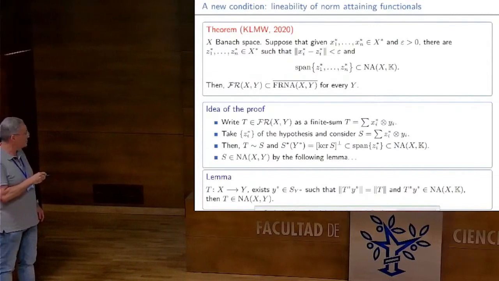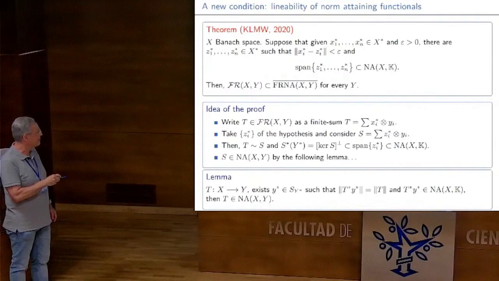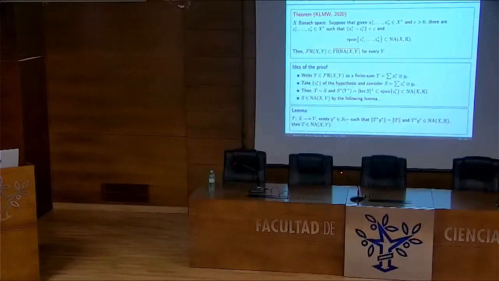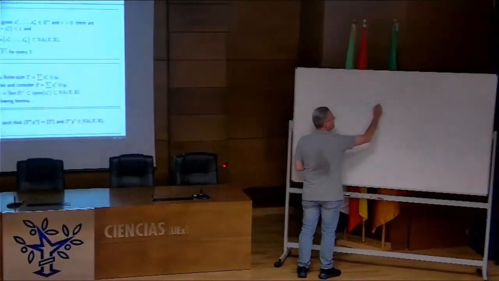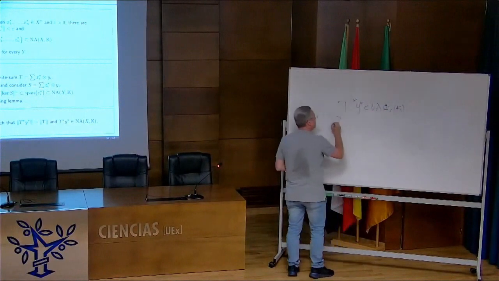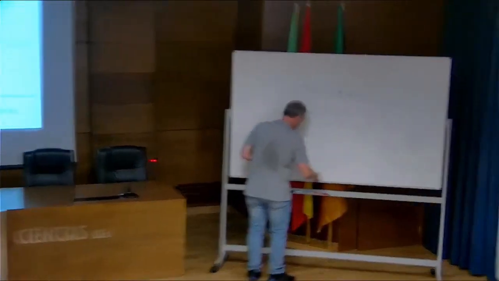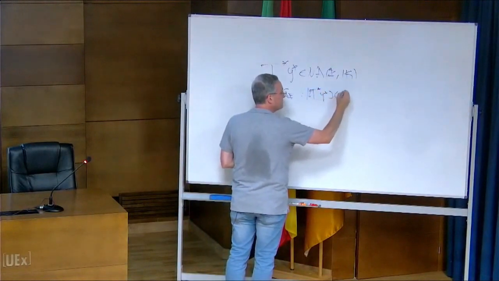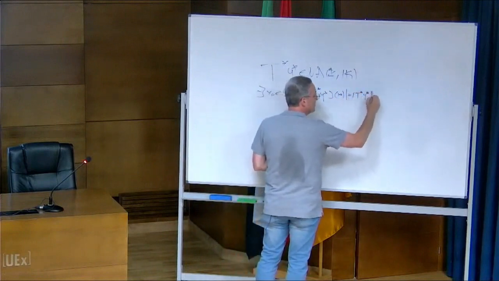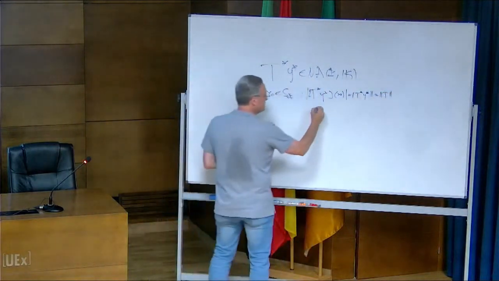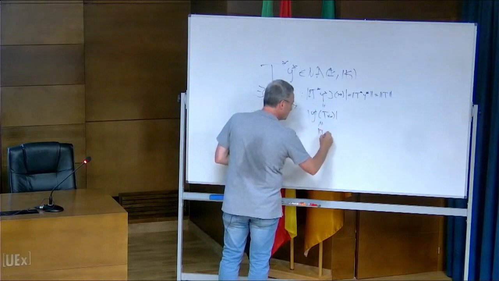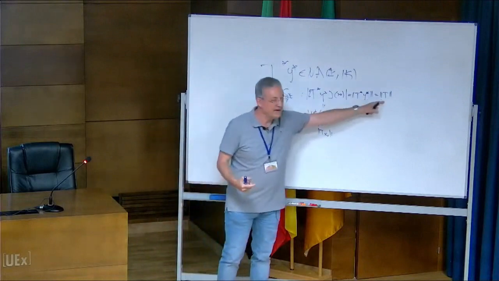Suppose you have an operator T from X to Y, and suppose the adjoint of the operator attains the norm at some Y star, and the image by T star of this Y star is a non-attaining functional. Then T attains the norm. This is immediate, but let me just write it. If T star of Y star belongs to NA of X, then there is X0 in the unit sphere such that the modulus of T star Y star at X0 is equal to the norm of T star Y star, which is the norm of T. But this is the modulus of Y star of T X0, and this has to be less than or equal to the norm of T X0. So at the very end, I get that T of X0 has norm bigger than or equal to the norm of T, so T attains the norm.